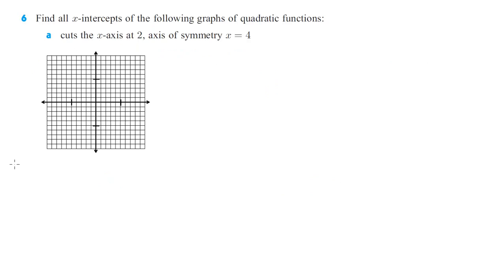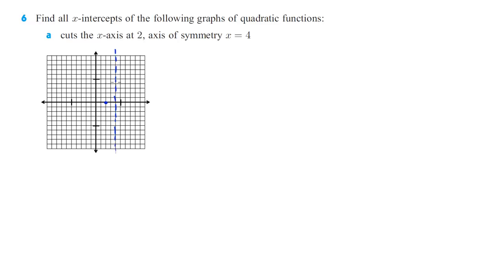Find all x-intercepts of the following graphs of the quadratic function. A cuts the x-axis at 2. So we know it cuts through the x-axis at 2, and the axis of symmetry is x equals 4. So here's our axis of symmetry, and it cuts through here.